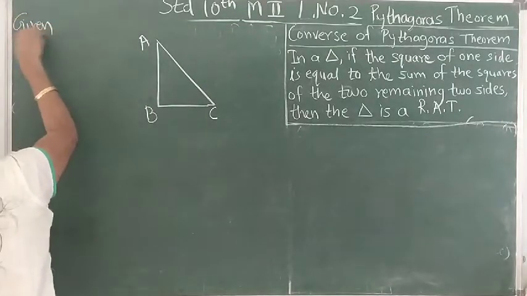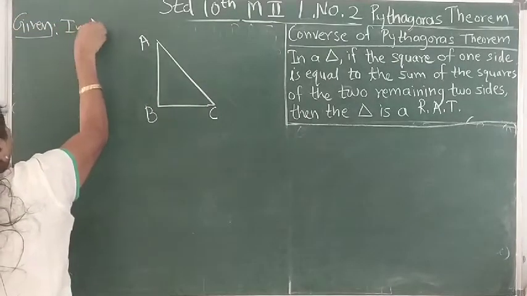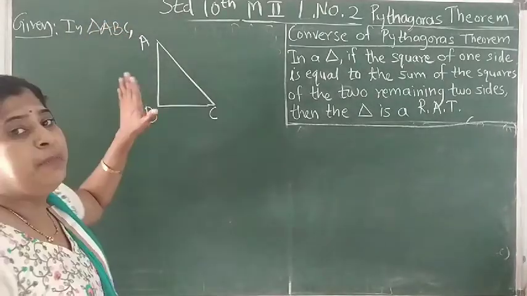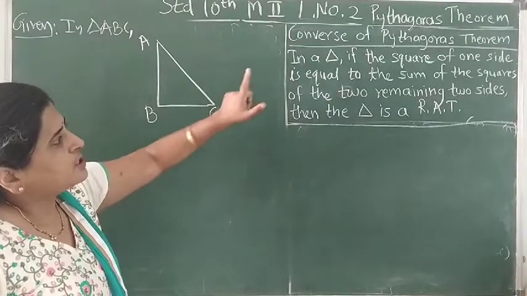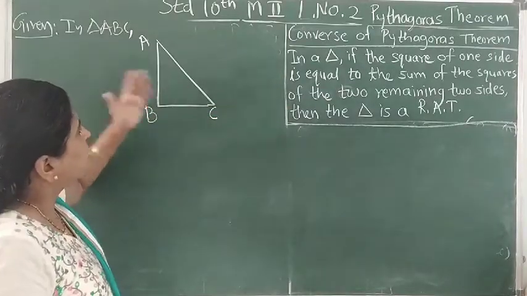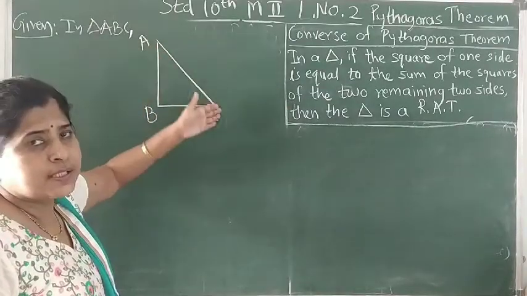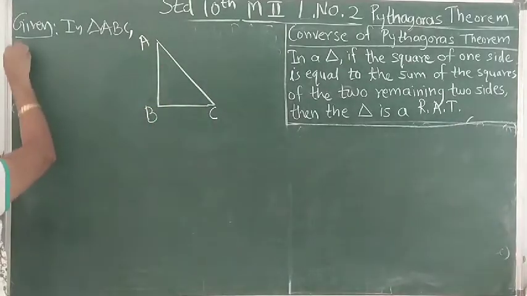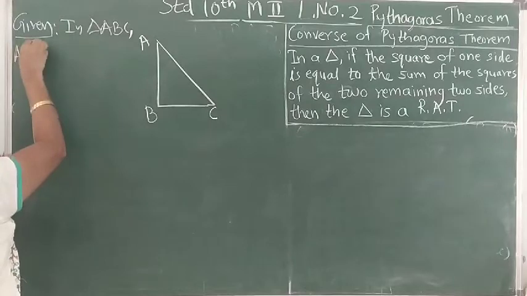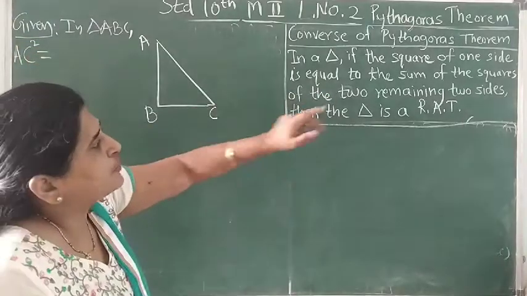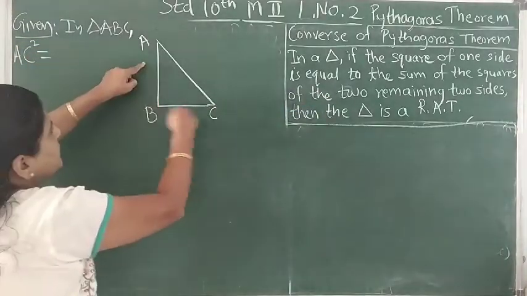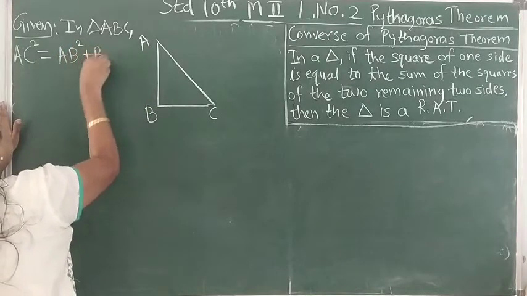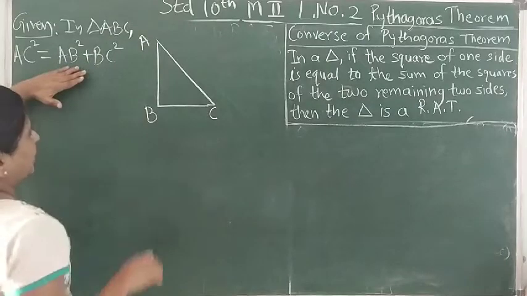Okay. So given can be: in triangle ABC, where we are not going to write B is 90. We have to prove that the square of one side. Okay, which side do we have to take? Of course, we have to take the longest side. If B is right, AC should be the longest. If in triangle ABC, AC square is equal to the sum of squares of the remaining two sides. The remaining two sides are AB and BC. So it's AB square plus BC square.